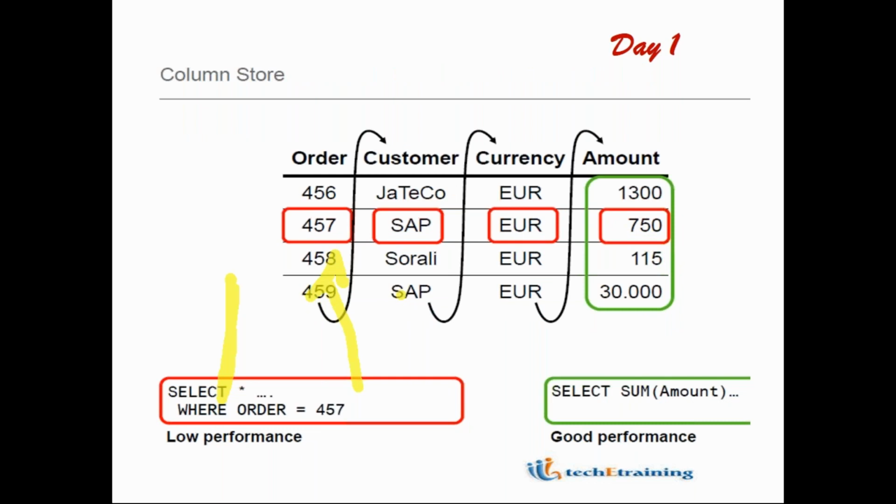At the same time, in column store, select single is slow because it has to go to the first column and pick the order number, the second column for customer name, the third column for currency, the fourth column for amount. Select single is slow, but select sum is very fast because everything is in a single column. With a single cursor we can get the data and analyze it. That is why we suggest row store whenever we have a small amount of data, like 100 or 200 records in the table.